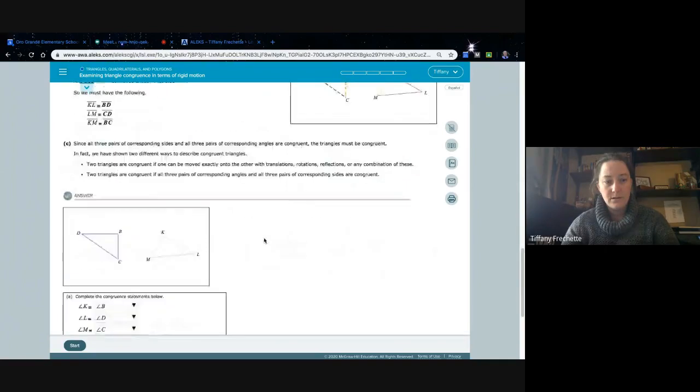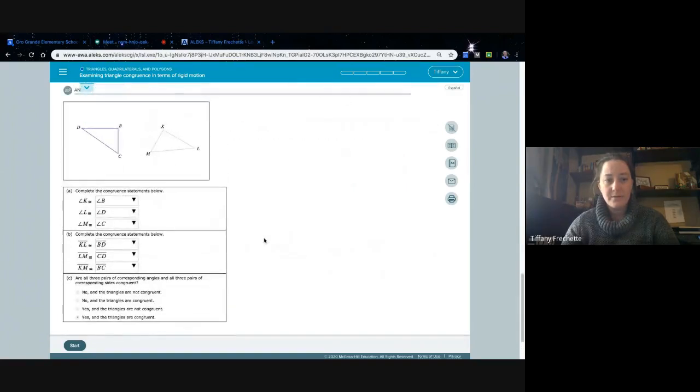So, where are the answers down here? Oh, sorry, I was looking at D and L. K looks like it would land on B. So we would turn it just a little bit, and then we're going to flip it over. So K would land on B. Looks like M lands on C, and L would land on D.